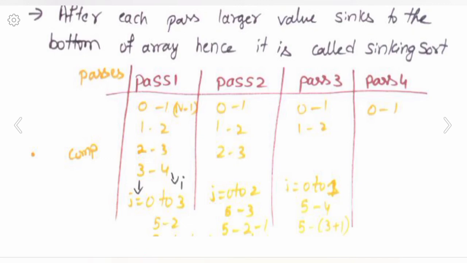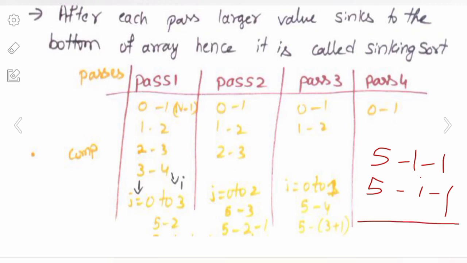So that is 5 minus 2. You can write the 0 to 3 as 5 minus 2, that means 5 minus 1 minus 1. So we can write 5 minus 2 as 5 minus 1 minus 1. Right? That means in the first pass, the i value is 1. So 5 minus i minus 1. In this manner we can write the code.